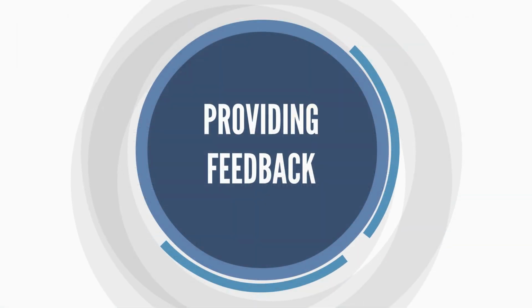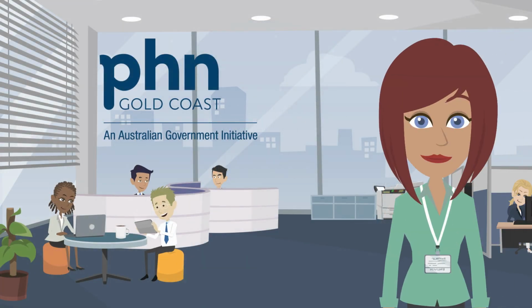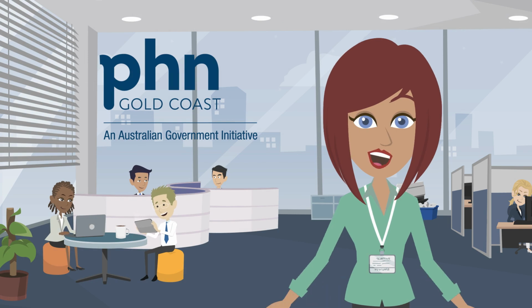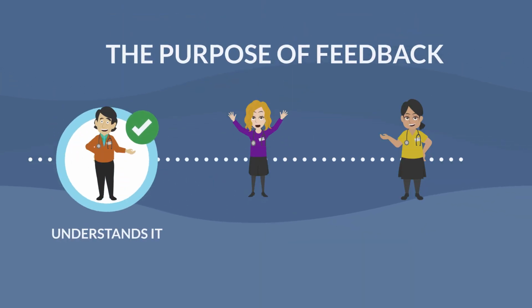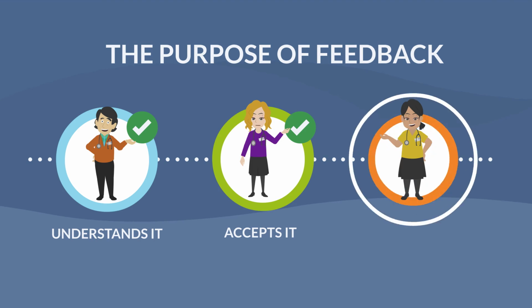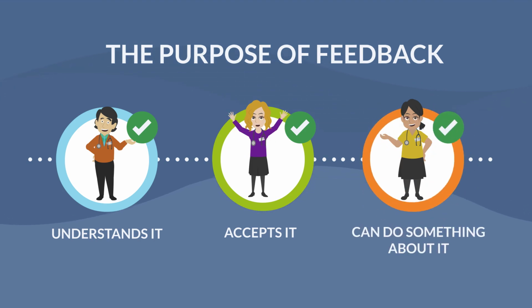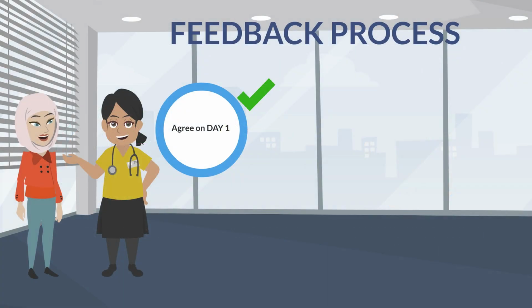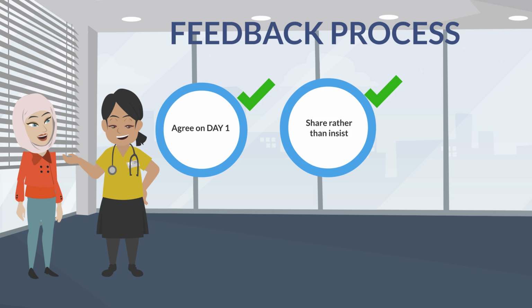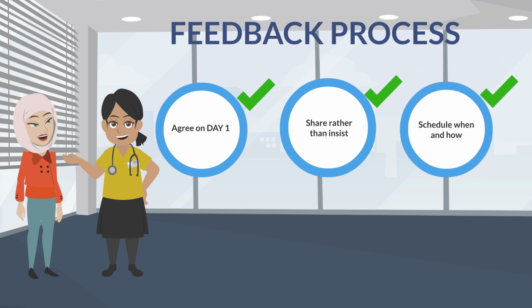The purpose of feedback is to help the person whom it is directed. In order to do this, it should be given in such a way the person understands it, accepts it, and can do something about it. To do this, it is ideal to agree with the student on day 1 that you will be giving feedback throughout the placement and ask permission. Share rather than insist.